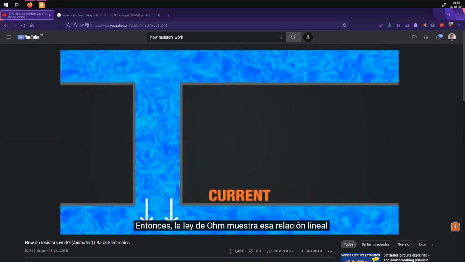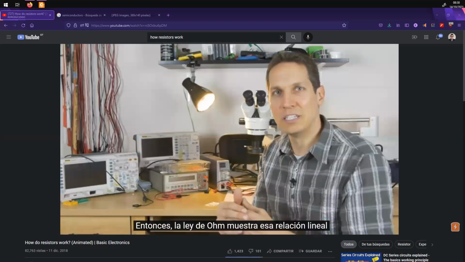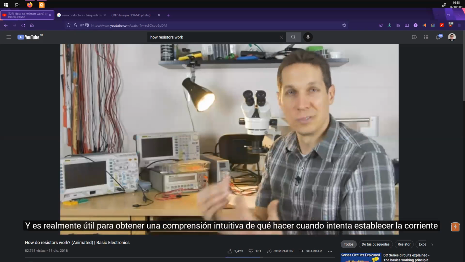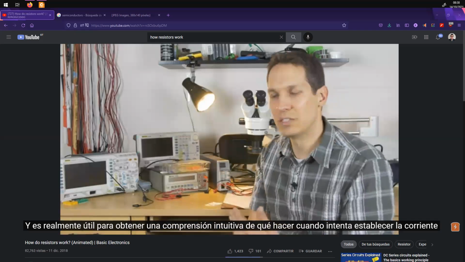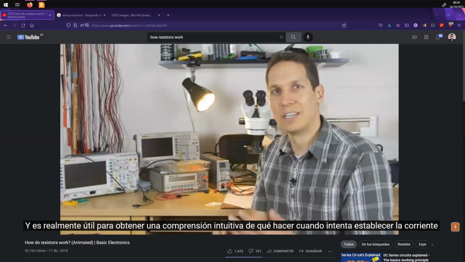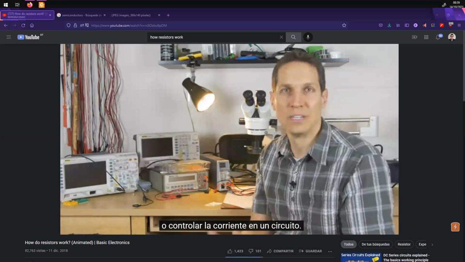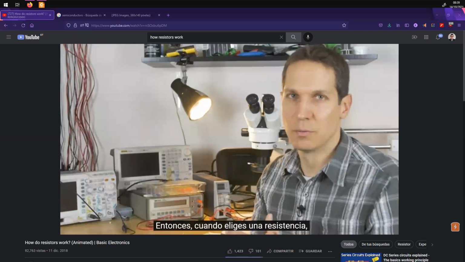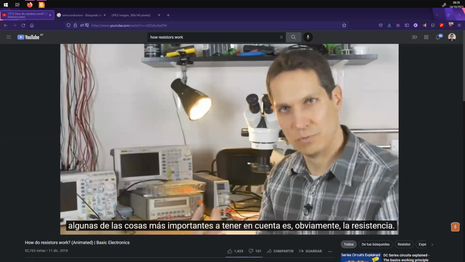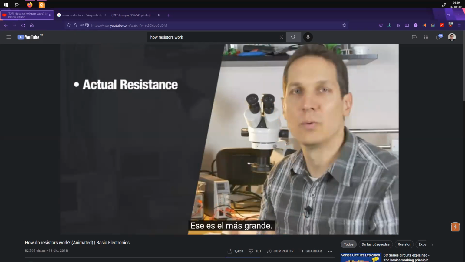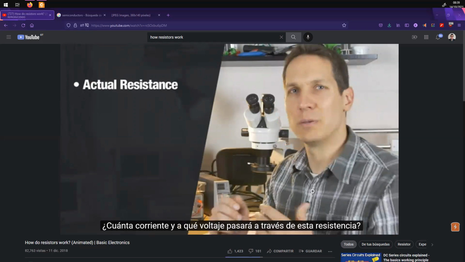So Ohm's law shows that linear relationship and is really, really helpful to get an intuitive understanding of what to do when you're trying to set the current or control the current in a circuit. So when you're choosing a resistor, some of the most important things to figure out is obviously the resistance. That's the biggest one.